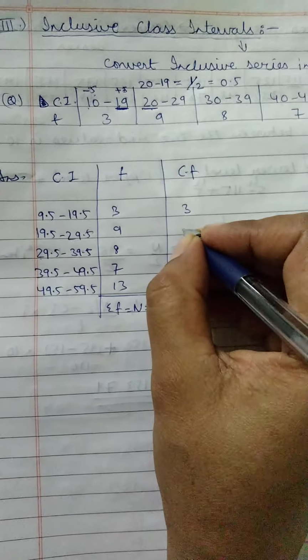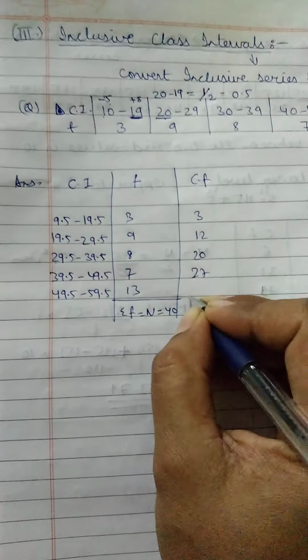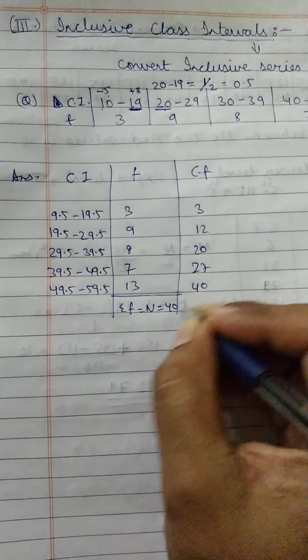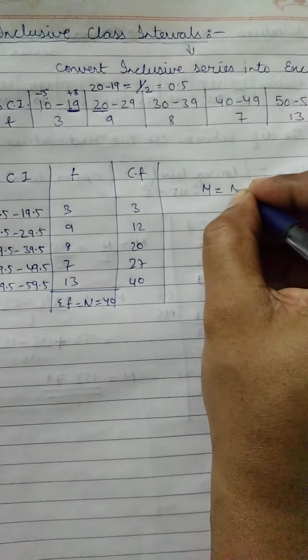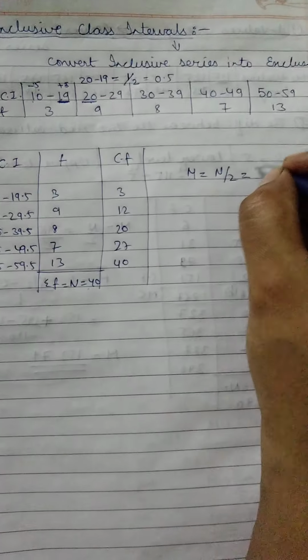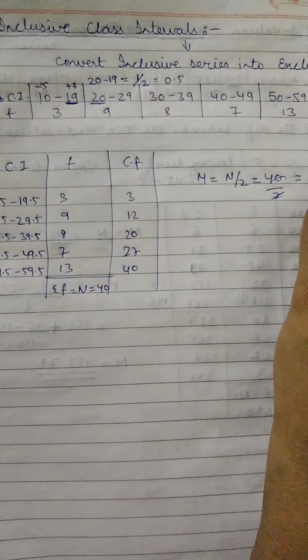So 3, 9 plus 3 is 12, plus 8 is 20, plus 7 is 27, plus 13 is 40. So the answer is matching, that is, it is right. Now take out the median group. So n by 2, n is what? N is 40 by 2. So that is the 20th item.